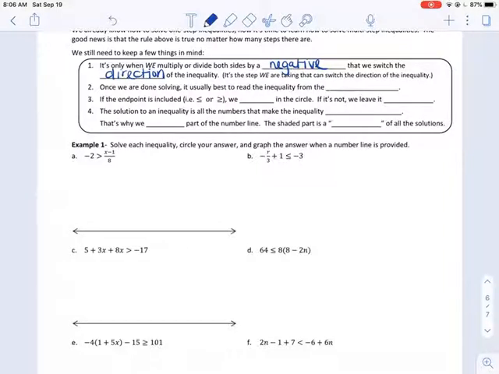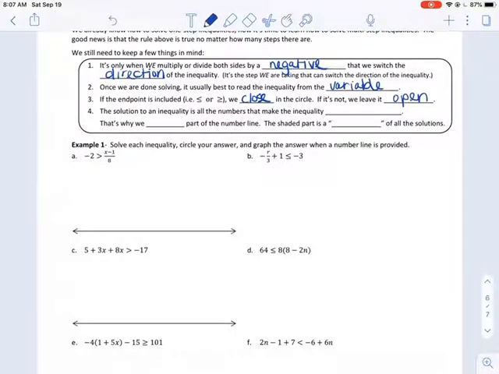Second, once we are done solving, it is usually best to read the inequality from the variable. That way, it'll read the same no matter which side the variable is on. Third, if the endpoint is included, that means if it's less than or equal to or greater than or equal to, we close in the circle. If not, we leave it open. That's when we're graphing our solution.